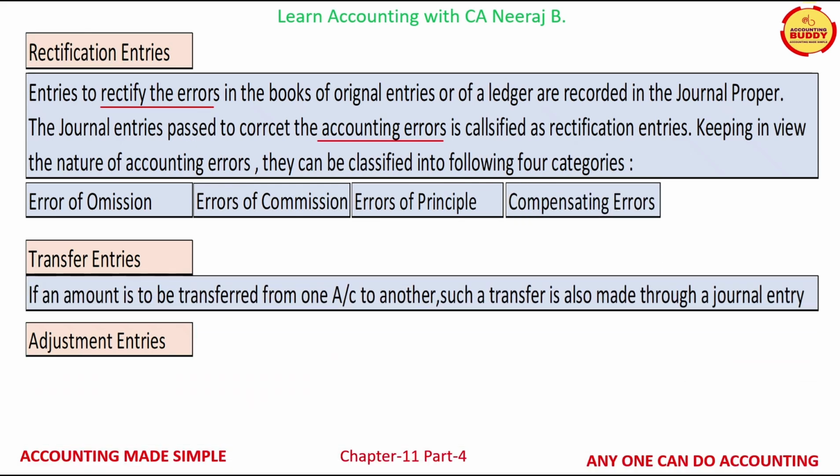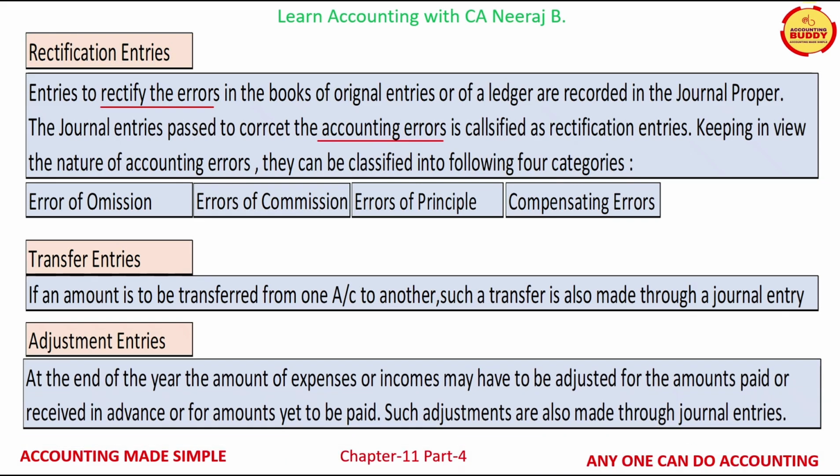If an amount is to be transferred from one account to another, such a transfer is also made through journal entry. Such journal entries are called transfer entries. At the end of the year, the amount of expenses or the incomes may have to be adjusted for the amounts paid or received in advance or for amounts yet to be paid. Such adjustments are also made through journal entries and are called adjustment entries.